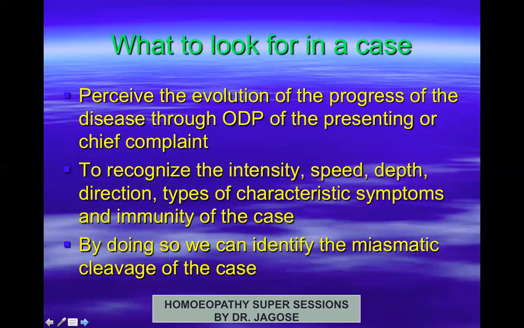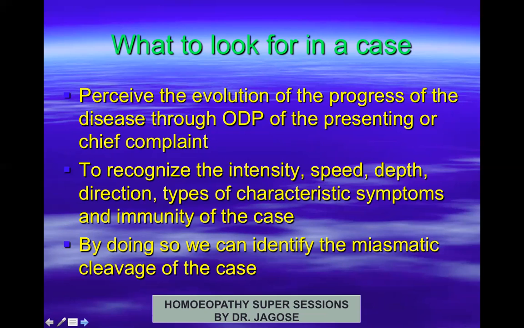So now, what to look for in a case? Basically we have to perceive the evolution of the progress of the disease through the ODP of the presenting chief complaint. So we have to take into consideration the important events of the ODP. How did the disease start? How long has it lasted? What was the direction of the disease? What symptoms are exhibited, and at present what is the state of progress of the disease?